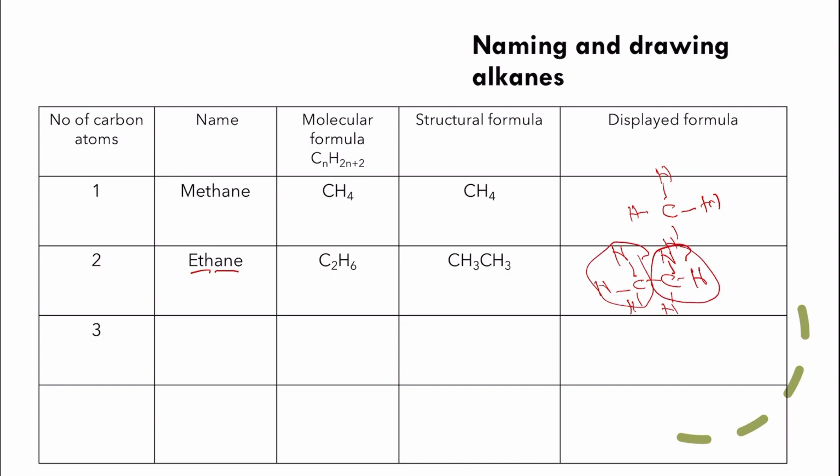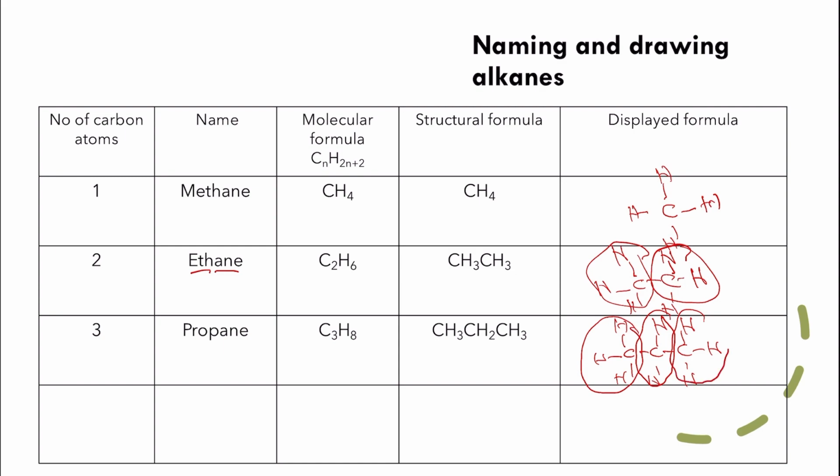And then if you have three carbon atoms, it's propane, prop and ane, the molecular formula is C3H8, and the structural formula is CH3CH2CH3. How can we find that this is the structural formula? Because for the displayed formula, we're going to draw all the three carbon atoms, and then we're going to complete the four bonds for each atom with hydrogen. So as we can see here, the first carbon atom is CH3, and then the second one is CH2, and then it's CH3. This is why this is the structural formula.